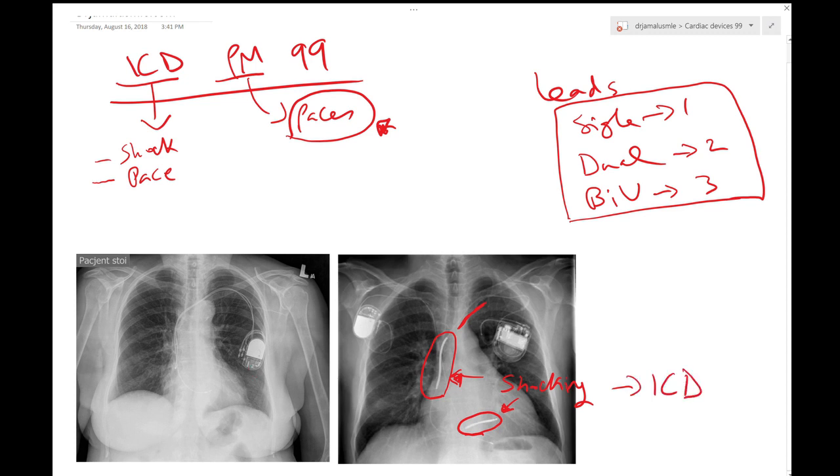While if you look at this device on the left side, you look all the way, and there is no thick coil. So this means that this patient has a pacemaker only.